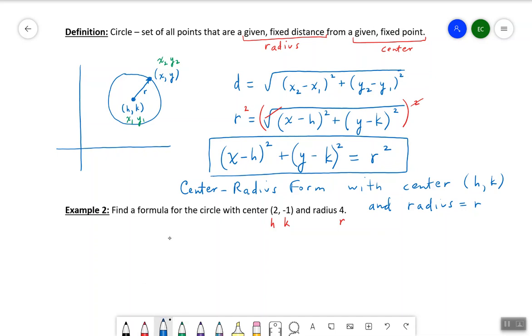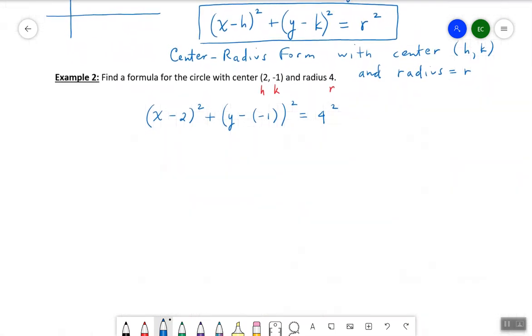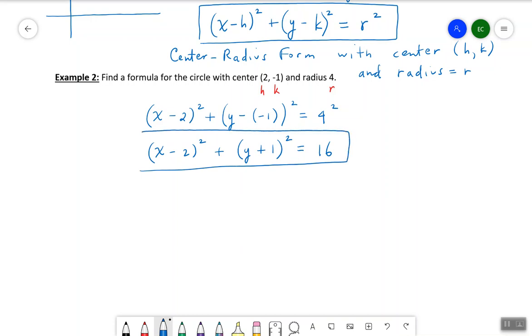And so then that would get us (x minus 2) squared plus (y minus -1) squared is equal to 4 squared. And then, so we were careful there with the substitution, and then we'd like to just clean it up a little bit. So (x minus 2) squared plus (y plus 1) squared is equal to 16. And there is the center radius form.